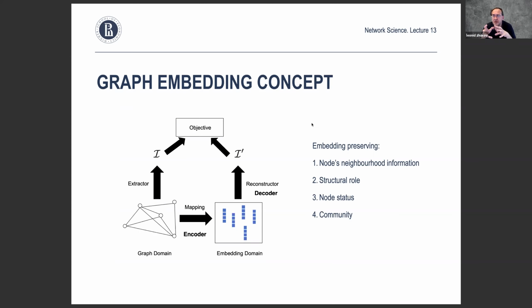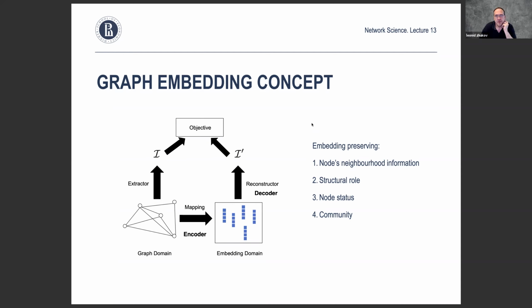Of course, you might want to completely reconstruct the graph from the embedding, but that is probably not going to work, because then you'll need to encode too much information, and the embedding is quite often compressing information. So it's less than the original data.